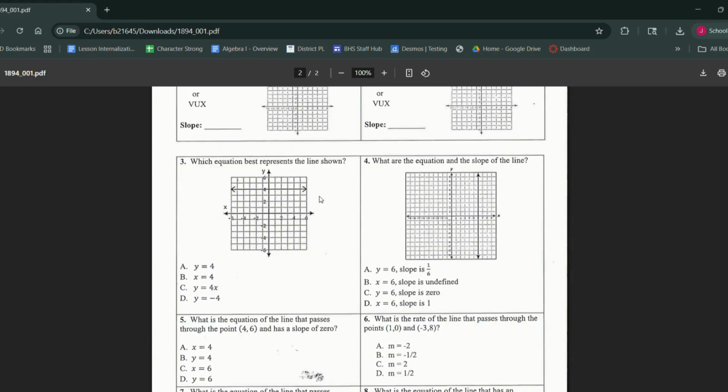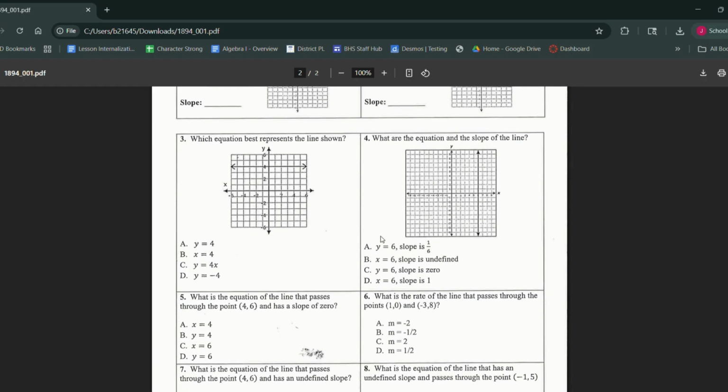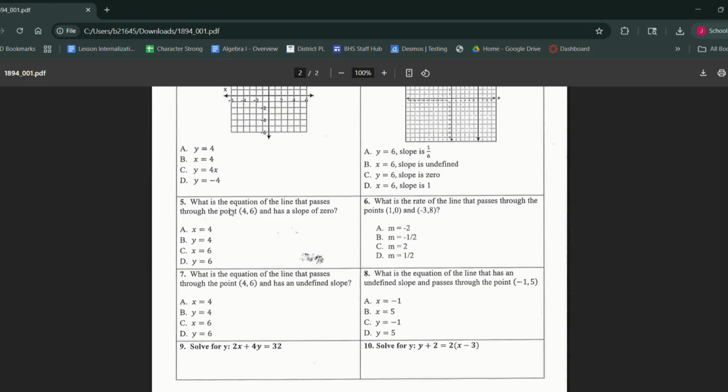Remember, if we're horizontal like this one, this is where we are HOY, so this needs to be y equals 4. And so that's going to be letter A. And it's not going to be 4x. It's just going to be y equals 4. You'll do the same thing for number 4. Number 5, they're giving us a point, but then they tell us that it has a slope of 0. So remember, if it has a slope of 0, you got to be able to know, is that HOY or is it VUX? And for that, that is HOY.